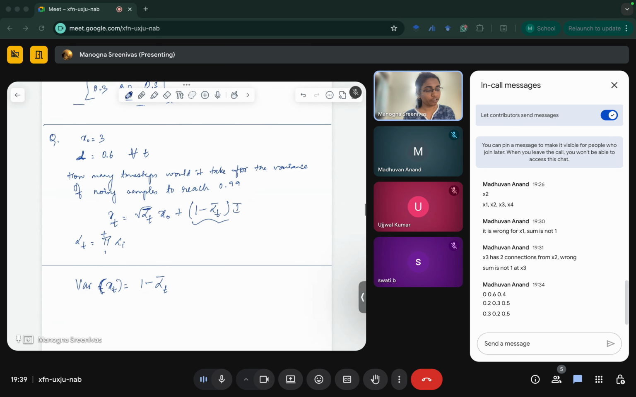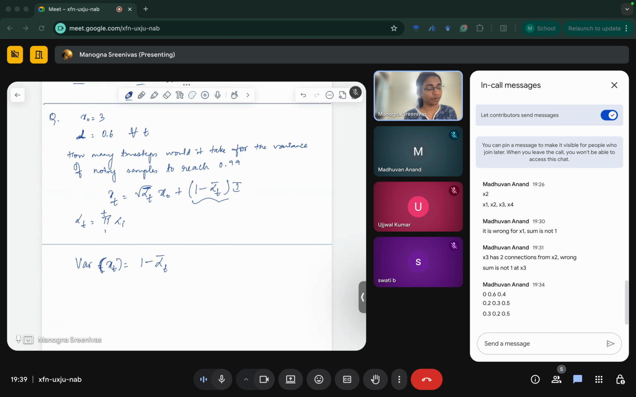Now what do I want? I want this to reach 0.99. Given my alpha is equal to 0.6 for all t, at what time step will this become 0.99? Can I give you a couple of minutes? Can someone solve it? I mean, if not the number exactly, how do you approach it?